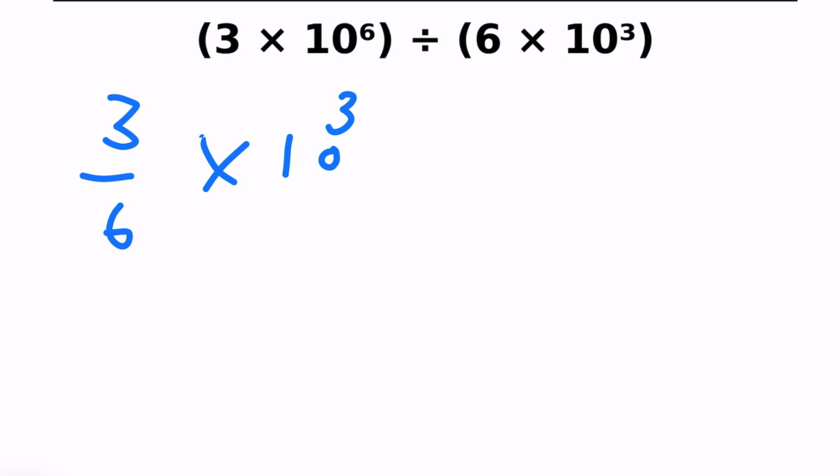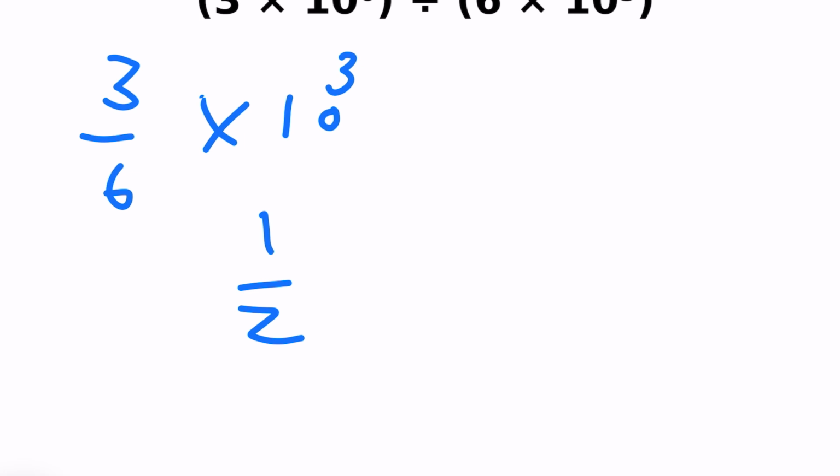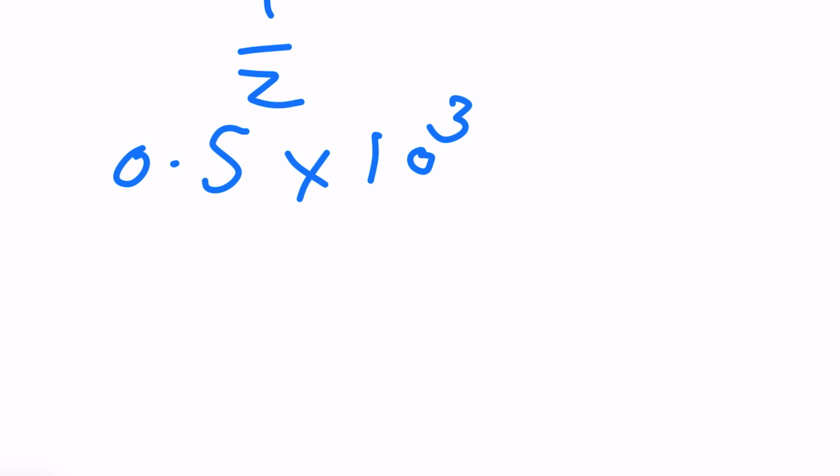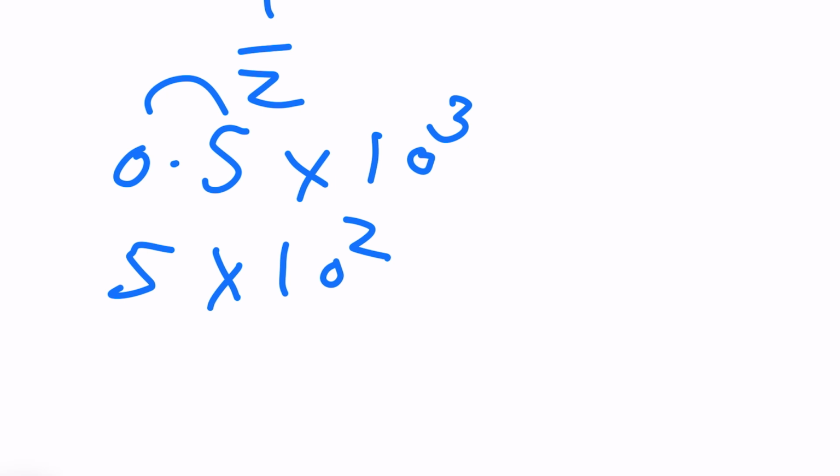So 3 over 6 is the same as a half, as if you divide the top and bottom by 3, you get 1 over 2, and that is the same as 0.5. So you can write it as 0.5 multiplied by 10 to the 3, but this is not standard form. So if we move the 5 1 to the left, then we get 5, which is standard form, but now we must adjust the power. So it's going to be 10 to the 2. As we have multiplied the left by 10, we must divide the right by 10.